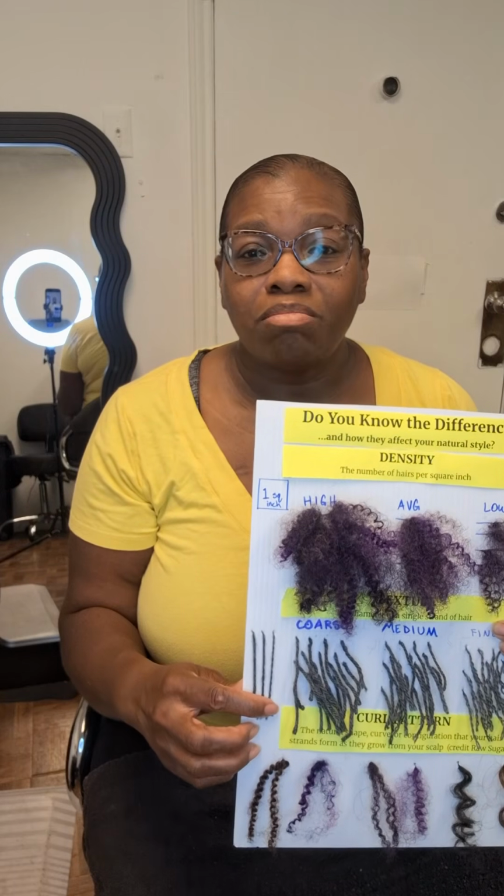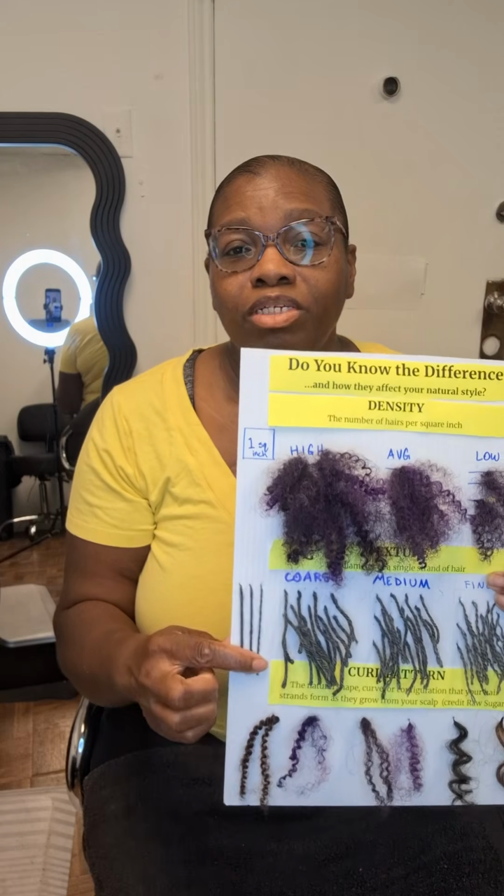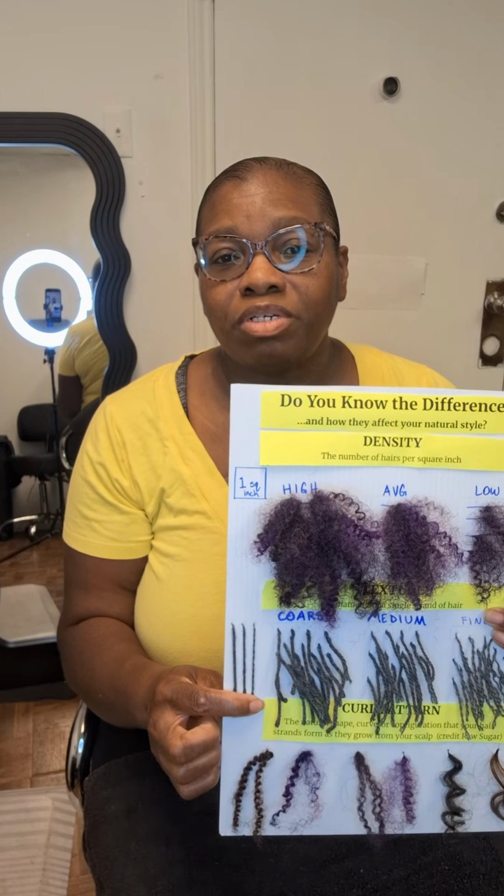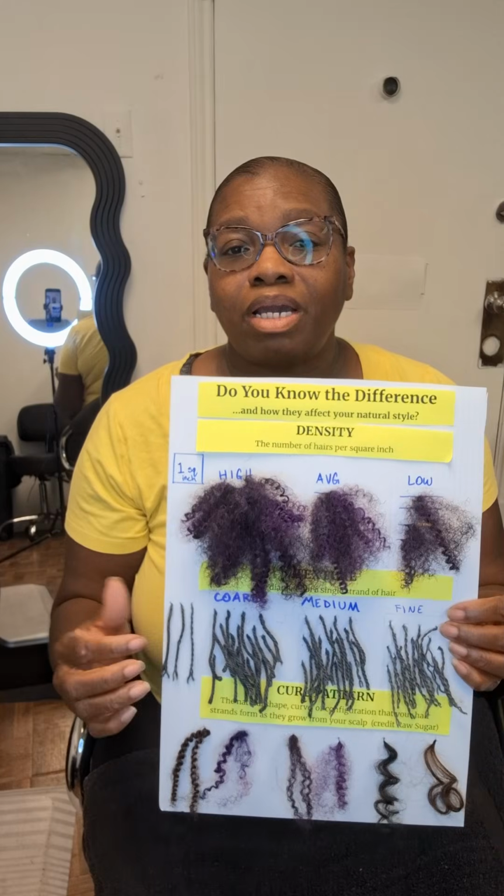Texture is literally the diameter of a single strand of hair. You take one strand of hair, you cut it, look at it under a microscope. How wide or thin that hair is determines your texture. There are 3 textures. You have coarse, medium, and fine. So side by side, they look pretty similar, not too much of a difference, but they make a big difference in how they cover the scalp.